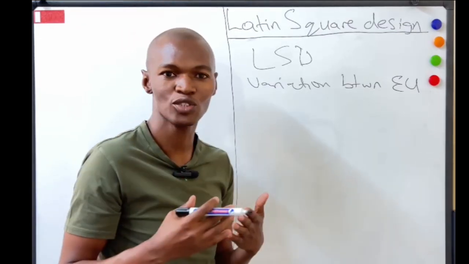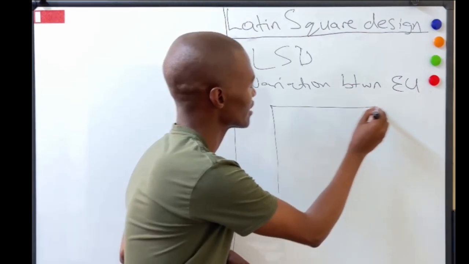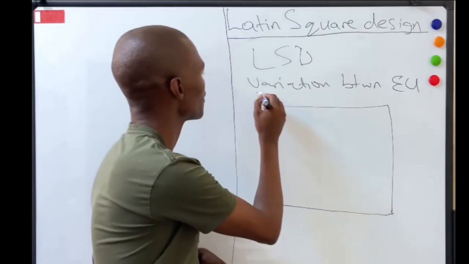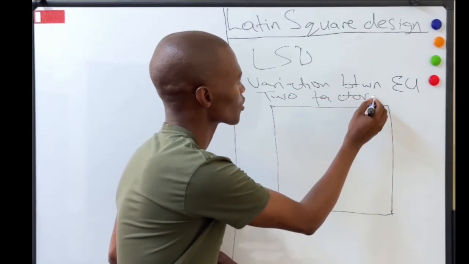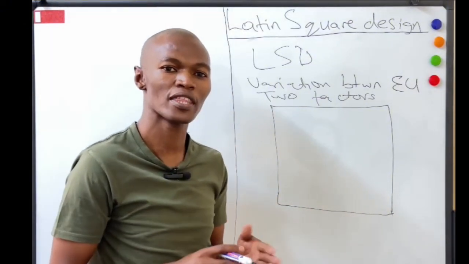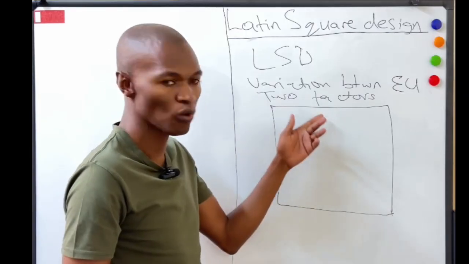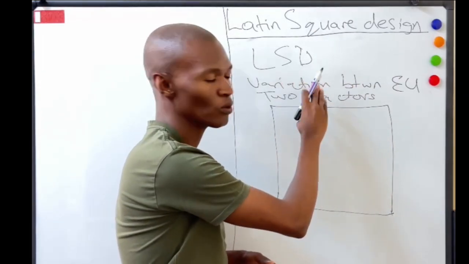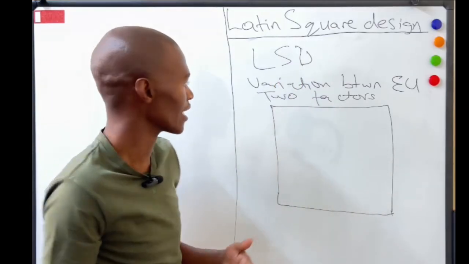We use the Latin square design only when we observe variation in two factors. Remember, if it's only one factor, that's where we think of the randomized complete block design. But if it's two factors, we have to block into two. Once you block into two, that particular design, we call it a Latin square design.